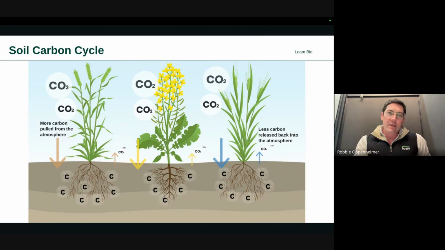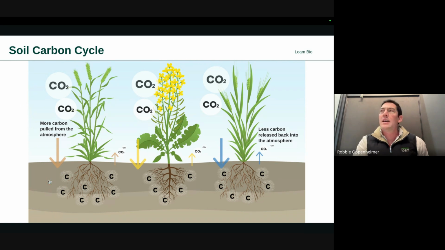So this is a view of the carbon cycle. Obviously, plants photosynthesize, pull carbon down into the soil. This can happen within hours. Carbon is then respired back into the atmosphere by plants and microbes in soil. A lot of work and a lot of interventions that people make are simply about putting more carbon into the system.